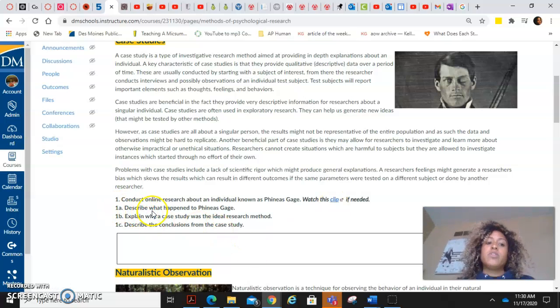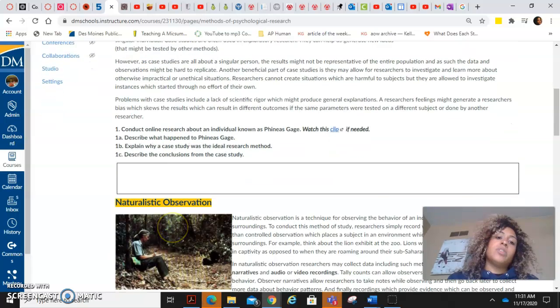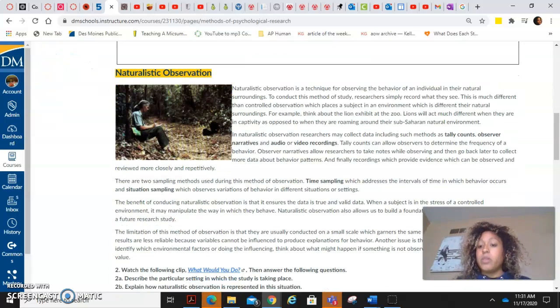All you have to do is describe what happened to Phineas, explain why the case study was so ideal. Like, why is this guy important? It's very clear, and early on in your research, you'll understand. So I'm not going to give it away. And then describe the conclusions from the case study. What did we learn from him?